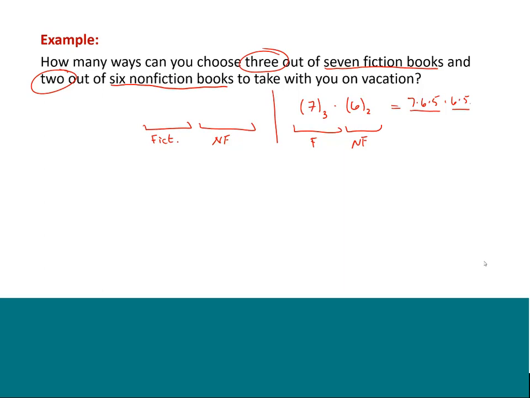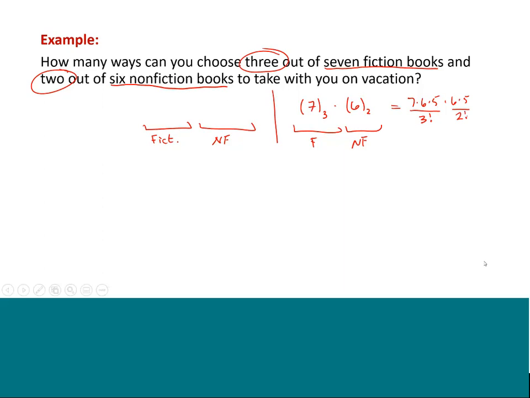So we currently have order. How would we get rid of the order? How would we make it so that it doesn't matter the order in which you grab your books? For the first one, you would divide by 3 factorial, for those 3 fiction books, to get rid of the order. And for the second one, you would divide by 2 factorial. And then we just need to calculate what this integer is.